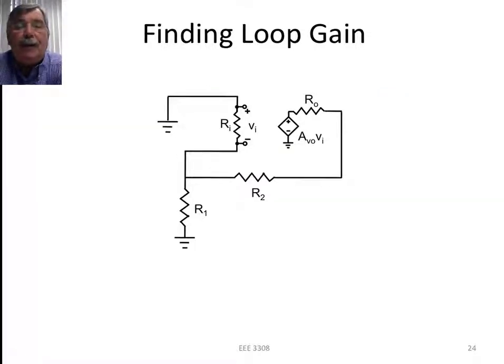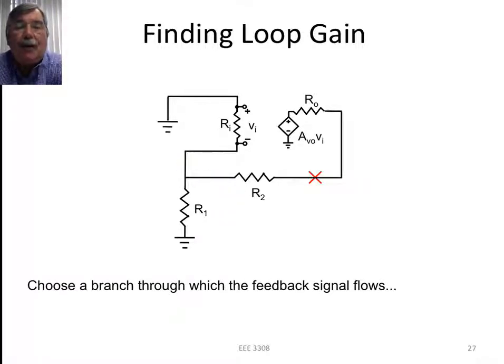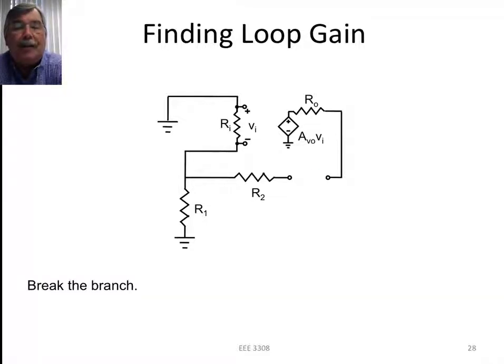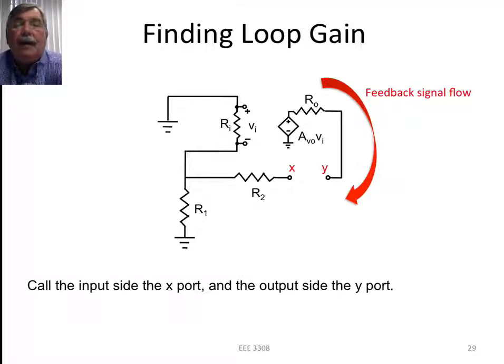So what I want to do then is choose a branch that all the feedback signal flows through. The signal flow is clockwise around this circuit. And I can break this circuit anywhere I want, in any branch that has all the feedback signal flowing through it. I've chosen this one just arbitrarily here. You break that branch. Feedback signal flows clockwise. That means that this feedback loop has an input port and an output side. And we're going to treat this as the input now to an amplifier. We'll call this the X port, and the one over on the right we'll call the Y port.